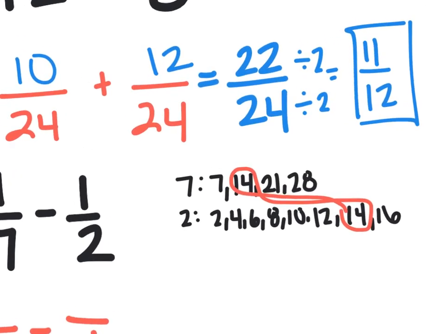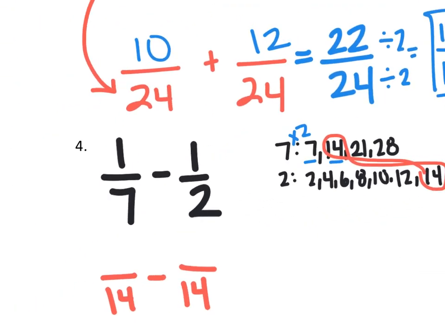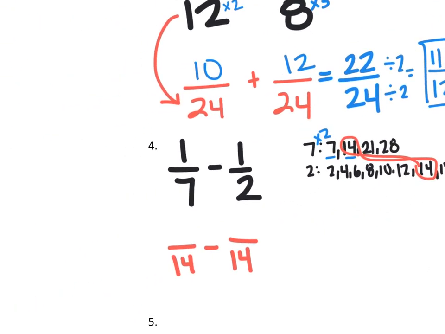So I did 7 times 1, 2. So 7 times 2. You don't have to write that times 2 up there. Might be helpful though to remember. Whatever you do at the bottom. You know what? Let me change that to a dot.